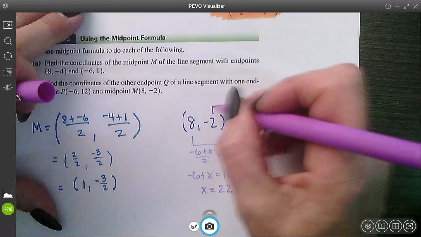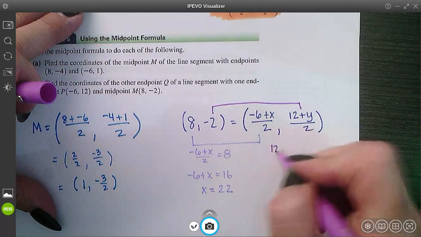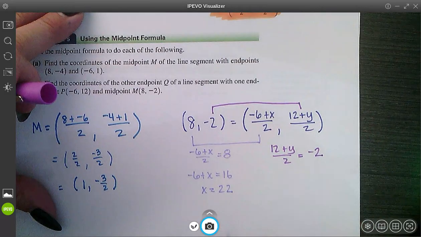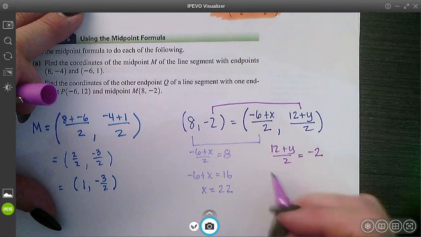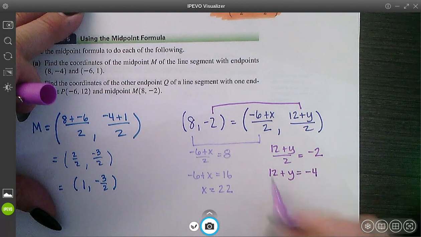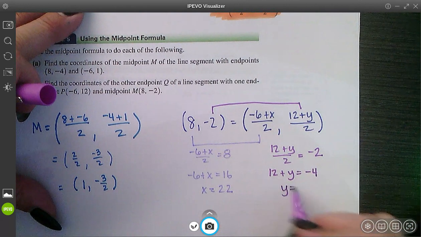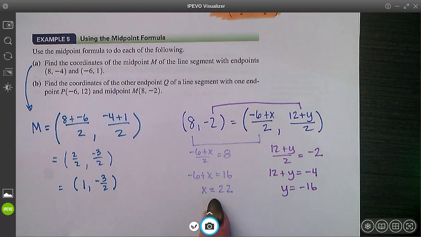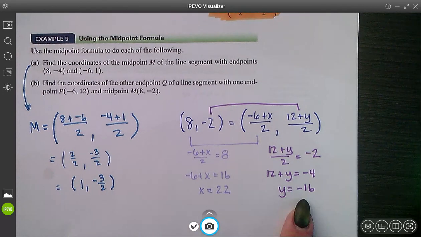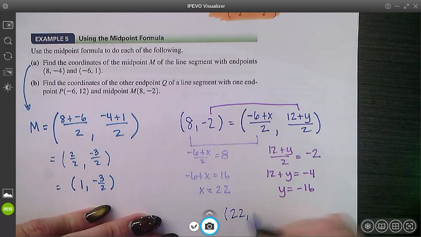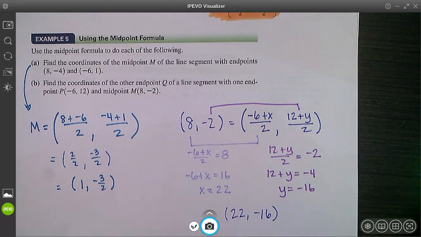I know that 12 plus y divided by 2 has to equal negative 2. Multiply both sides by 2 gives me 12 plus y equals negative 4. And then subtract 12 from both sides, I get y equals negative 16. So that gives me the x coordinate for the other endpoint and the y coordinate for the other endpoint. So the other point would be at 22, negative 16.